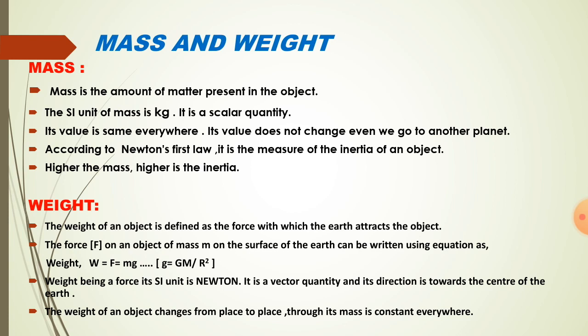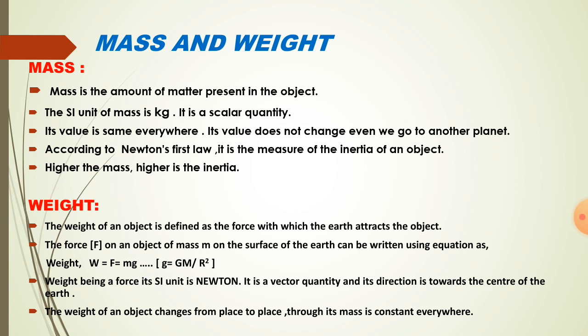According to Newton's first law, it is the measure of inertia of an object. Higher the mass, higher is the inertia. Inertia is the resistance of any physical object to any change in its velocity. This includes changes to the object's motion, speed, or direction.